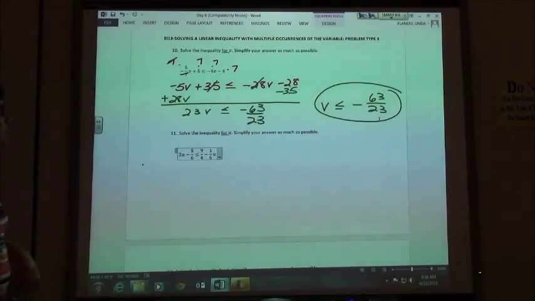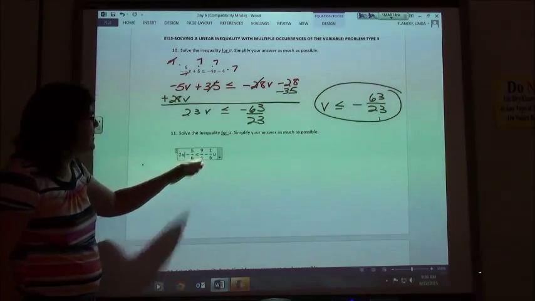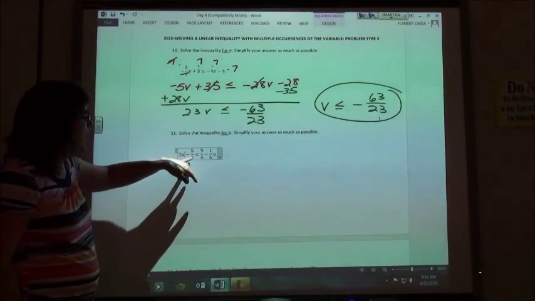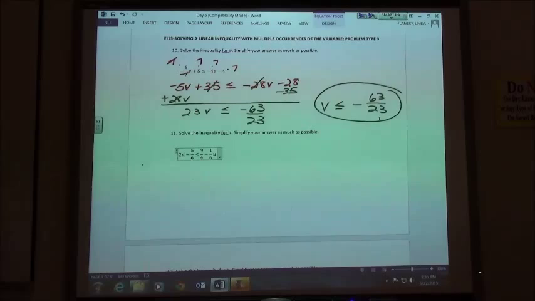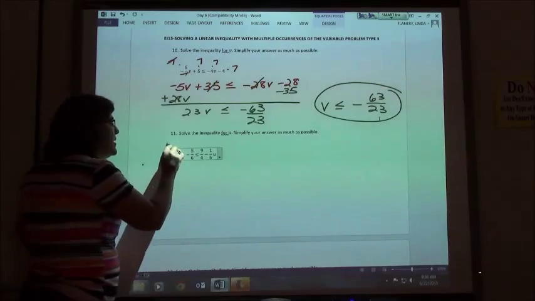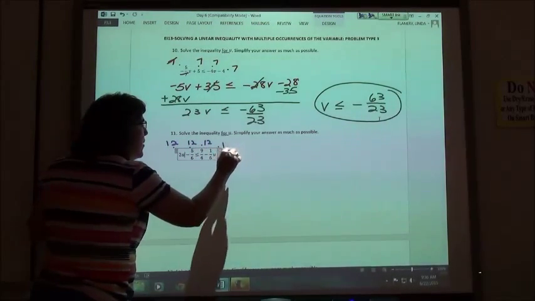On the next one, notice I have denominators of 6's and 4's. I want to get rid of my fractions, so I want to use my least common multiple. So I'm going to multiply everything by 12. You could use 24, it would work, your numbers would just be bigger, but I'm going to use 12. So I'm going to times 12, times 12, times 12, times 12.